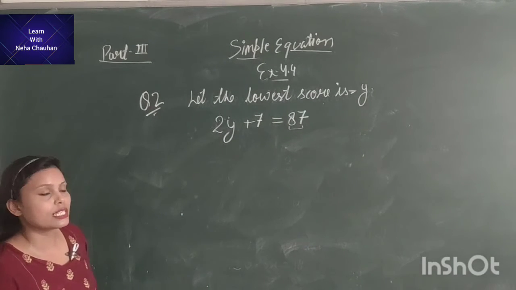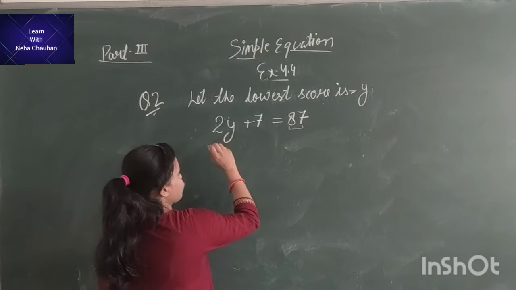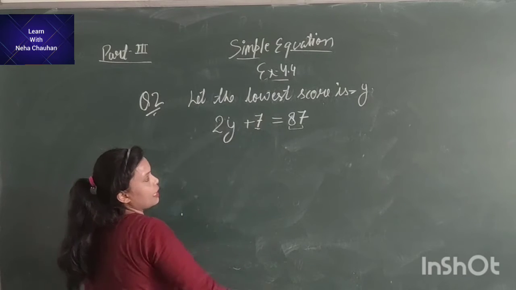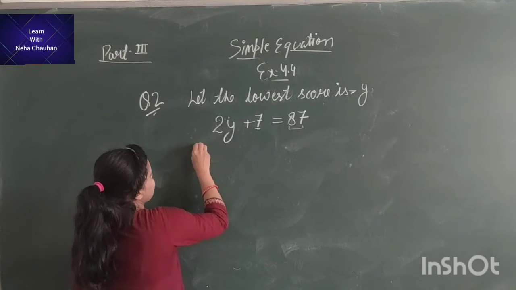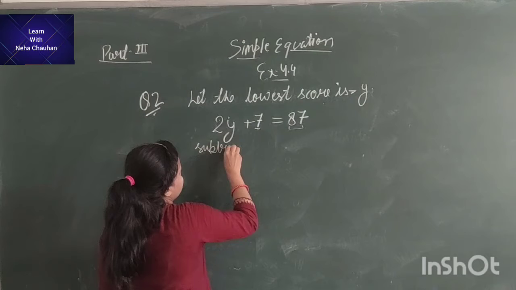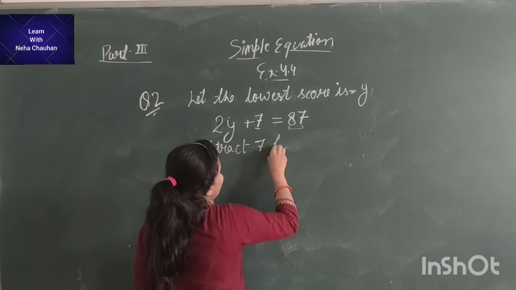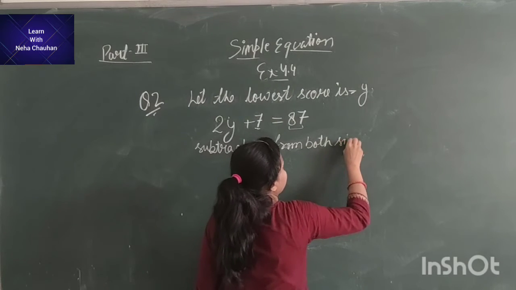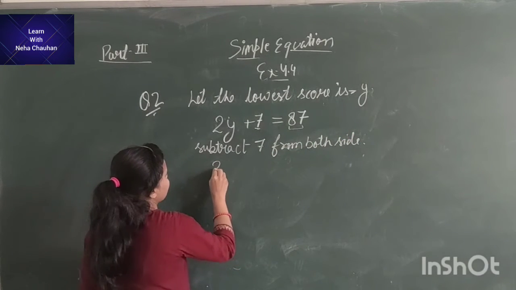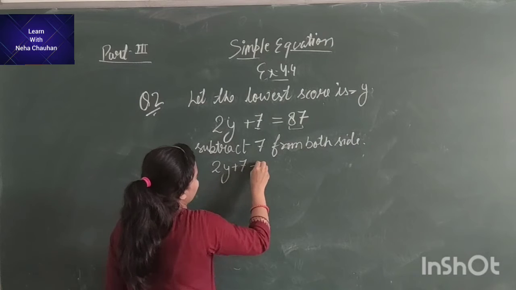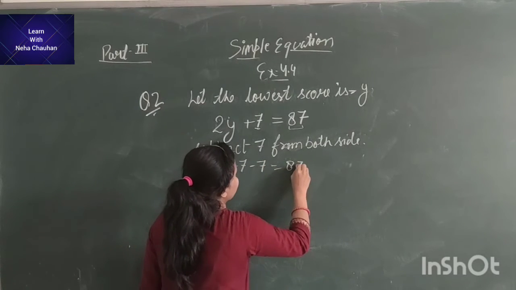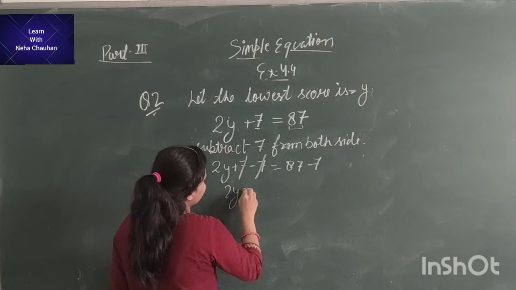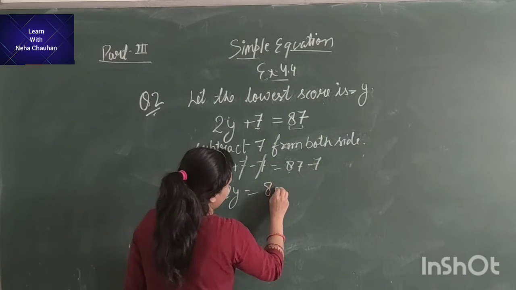Now you can easily solve it by the elimination method. So what will we do for elimination? For the elimination of 7, we will subtract 7 from both sides. So 2y plus 7 minus 7 is equal to 87 minus 7. The 7 will get cancelled. 2y is equal to 87 minus 7, which is 80.